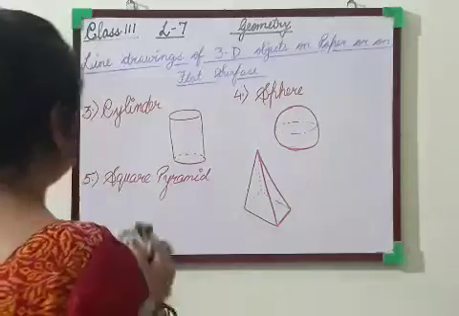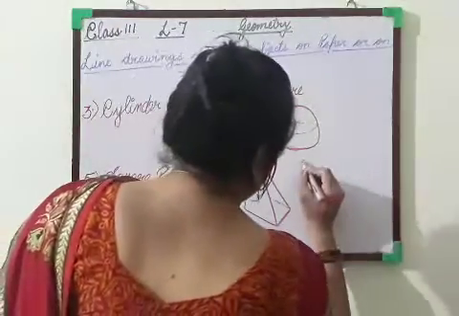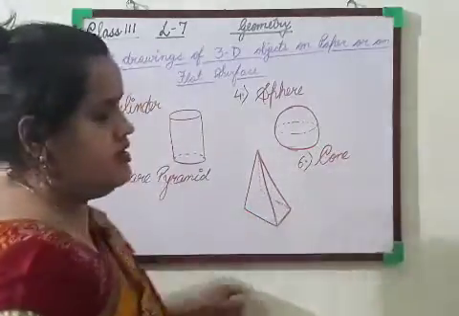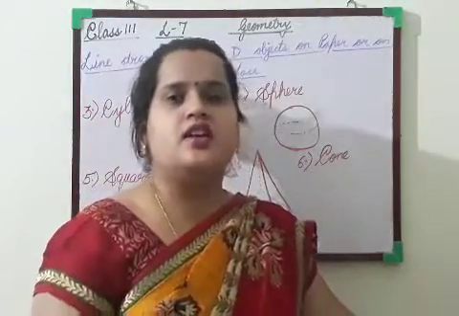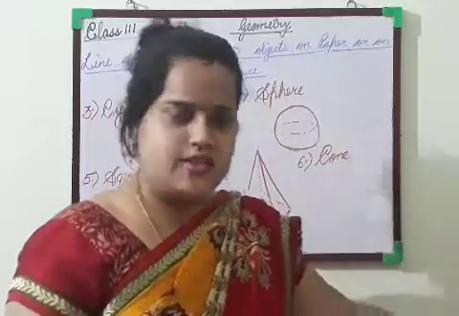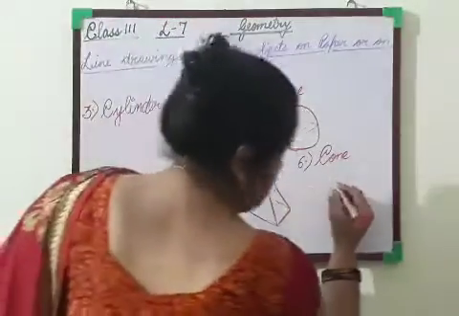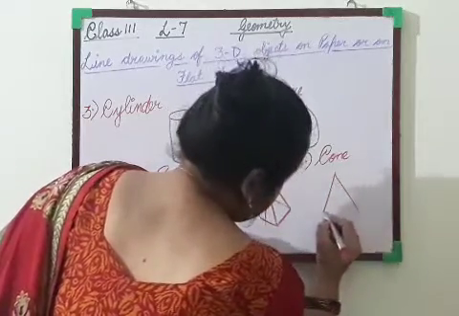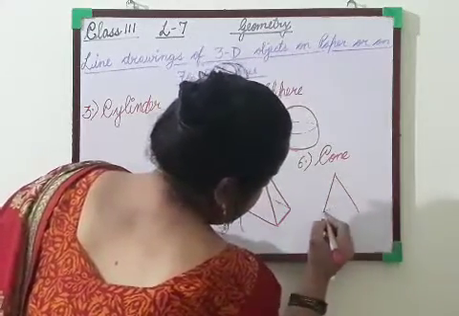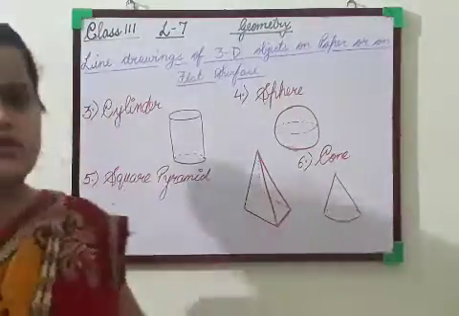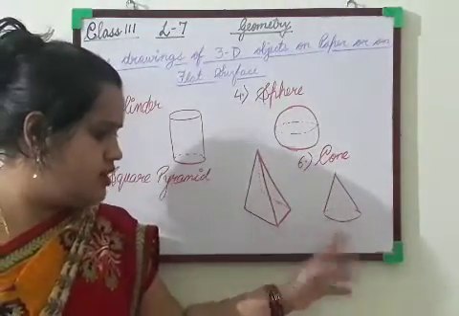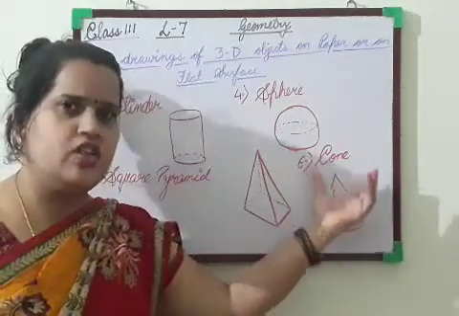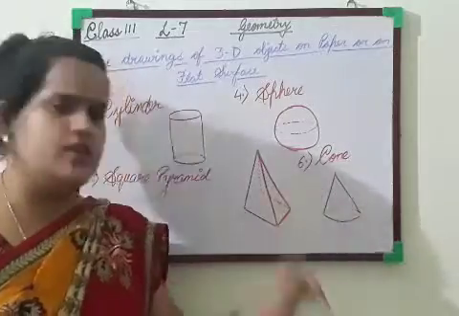Then the last one is cone. Cone, very easy example, or the best example we can say, the birthday cap or the ice cream, the softy which we eat. Okay. This is the cone. The base of a cone is a circle. Again, the base is a circle, and when it has got the height, it becomes a three-dimensional figure. That is, it is a cone.